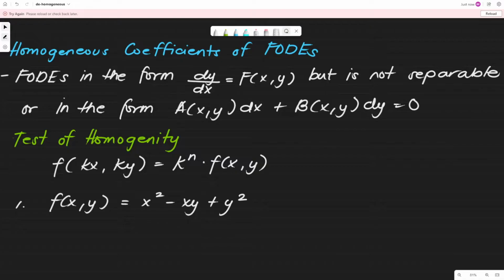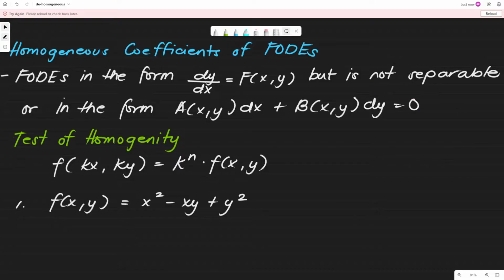in the form of a(x, y) dx plus b(x, y) dy is equal to 0. That means a has variables x and y, multiplied to dx, plus b of x and y dy is equal to 0. So that is the form of FODEs with homogeneous coefficients. Before we proceed with the solution, how do we identify them? We have what we call the test of homogeneity. So we test whether the coefficients of our differentials are homogeneous.